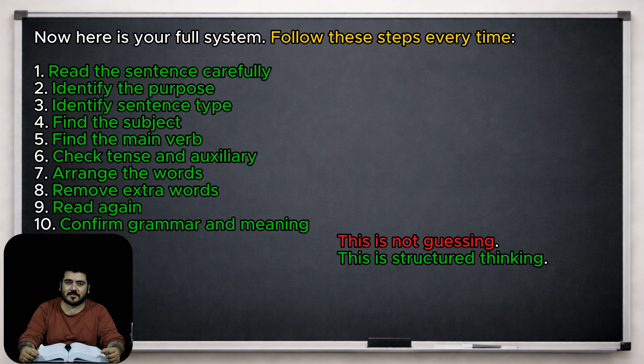Now, here is your full system. Follow these steps every time. Number 1, read the sentence carefully. Number 2, identify the purpose. Number 3, identify sentence type. Number 4, find the subject. Number 5, find the main verb. Number 6, check tense and auxiliary. Number 7, arrange the words. Number 8, remove extra words. Number 9, read again. Number 10, confirm grammar and meaning. This is not guessing. This is structured thinking.